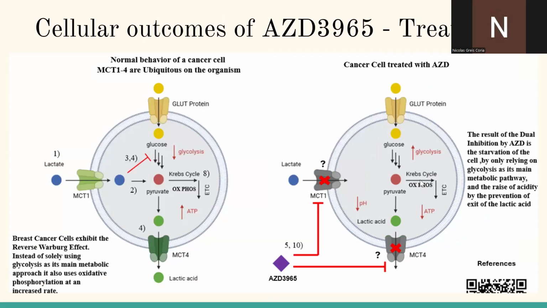The following slide shows the core metabolic pathway that AZD disrupts. In untreated TNBC cells, lactate isn't just waste. It is actually used as an energy source. Lactate enters the cell through MCT1, is converted to pyruvate by LDH, and then it enters the Krebs cycle. This fuels oxidative phosphorylation, allowing the cell to produce large amounts of ATP efficiently.